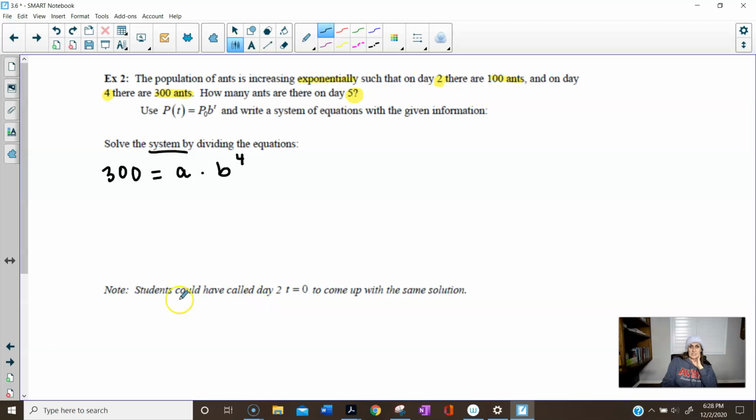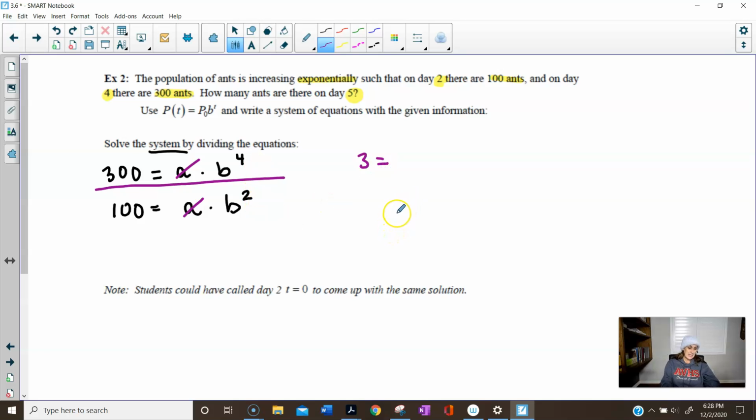The second equation, we have 100 ants. We don't know the initial population. We don't know the rate at which it's increasing, but we do know that this was on day 2. So now we're going to divide the system. This works out really nicely because the A's will cancel. It's all multiplication. 300 divided by 100 is 3 equals, and then B to the 4th divided by B to the 2nd is B to the 2nd.